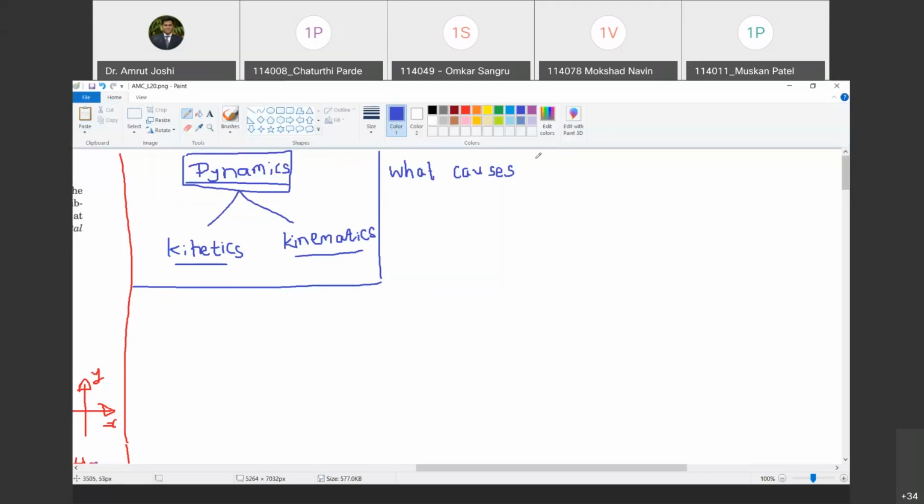Yes, Muskan. Force. Okay. So the motion is caused by a force. That's what we will say. Are you with me? Yes, sir. Force. Okay. And now tell me, typically, what is involved in generation of a force?